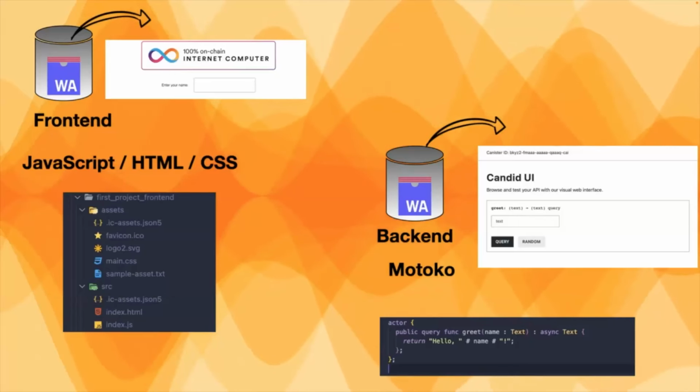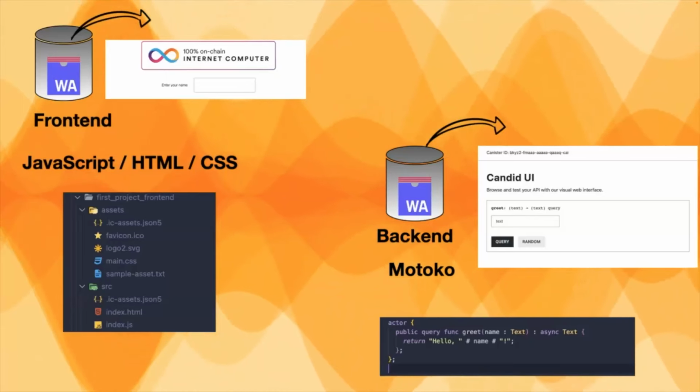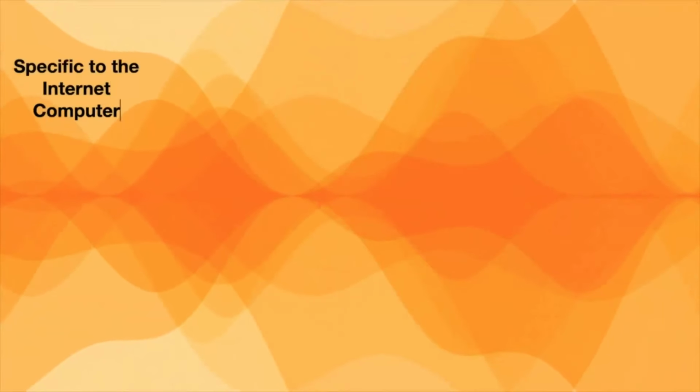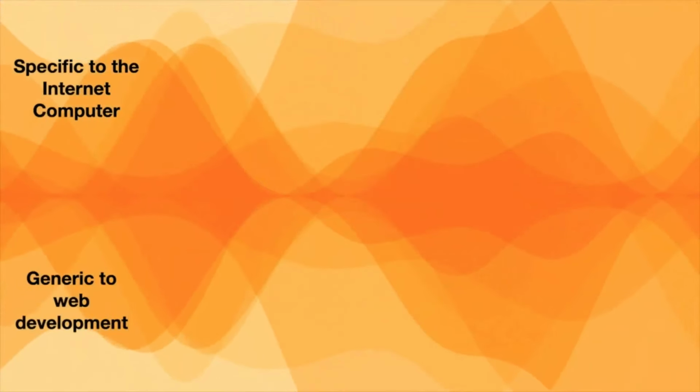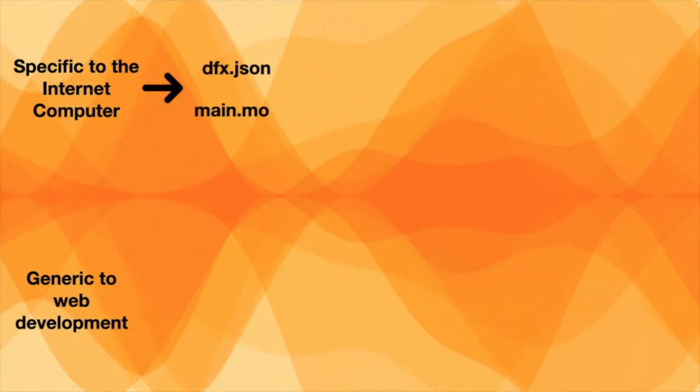One thing to understand is that whether it's written in JavaScript or in Motoko, in the end, it's a canister, so it's a WebAssembly module inside. We can divide the files into two categories. The first one is the files specific to the Internet Computer, and the second one is the files that are more generic to web development. The first category would include dfx.json and main.mo.